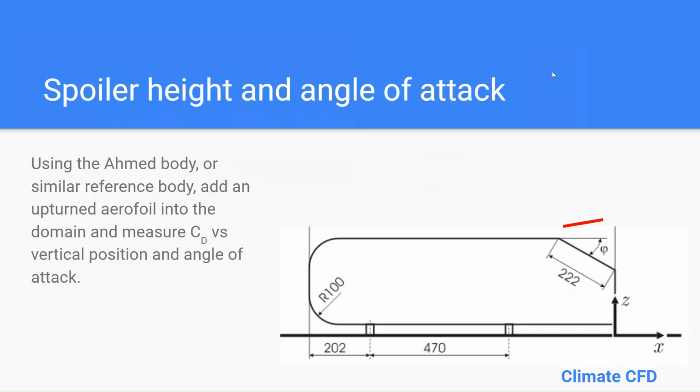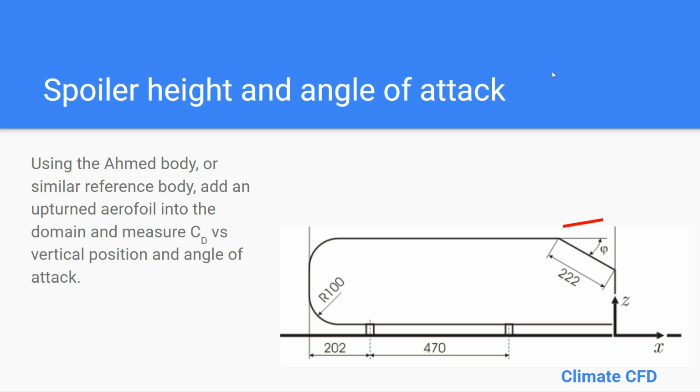So the first final year project is a spoiler height and angle of attack, where we take something simple like a reference body or maybe a different car geometry that you're interested in, place a spoiler in the domain, and then use Design Modeler and the parameter tools within ANSYS Workbench to shift that up, down, rotate it relative to the vehicle, and measure CD at the same time. So you can see either my course or some previous videos for how to do that using parameter set, and I'll leave a link in the description to the parameter set video.